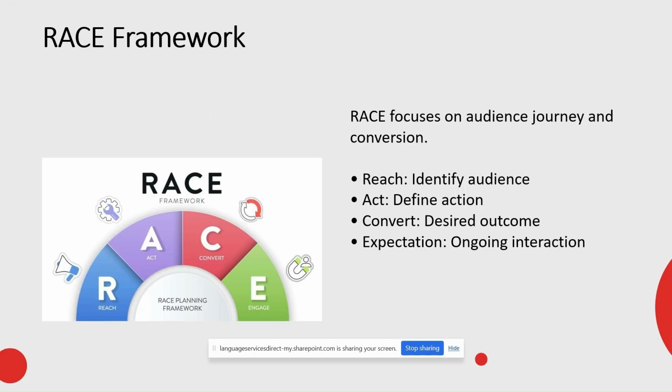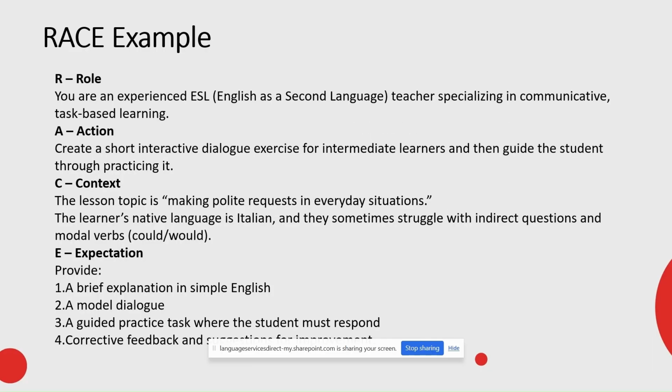Okay, so the next framework we're going to have a look at is called RACE, which is Reach, Act, Convert, Expectation. While often used in marketing, it's a fantastic prompt for designing a student journey or an interactive lesson. So in this example, we tell the AI that its role is an experienced ESL teacher. We ask it to create an interactive dialogue about making polite requests for an Italian learner. The expectation part ensures that the AI provides follow-up feedback for the student.